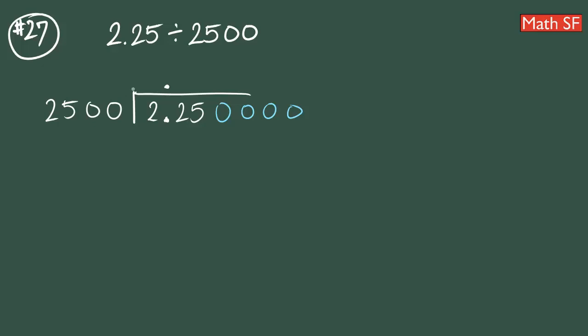2500 goes into 2 0 times, into 22 0 times, into 225 still 0 times, into 2250 still 0 times. Now up to here, how many times will that go? Let's guess. 2500 times what? Let's just go for a big number. Let's go for a 7. What would this end up being?